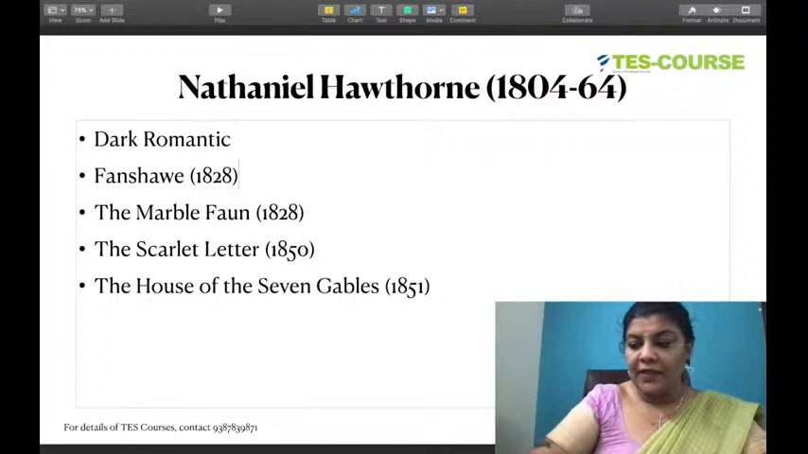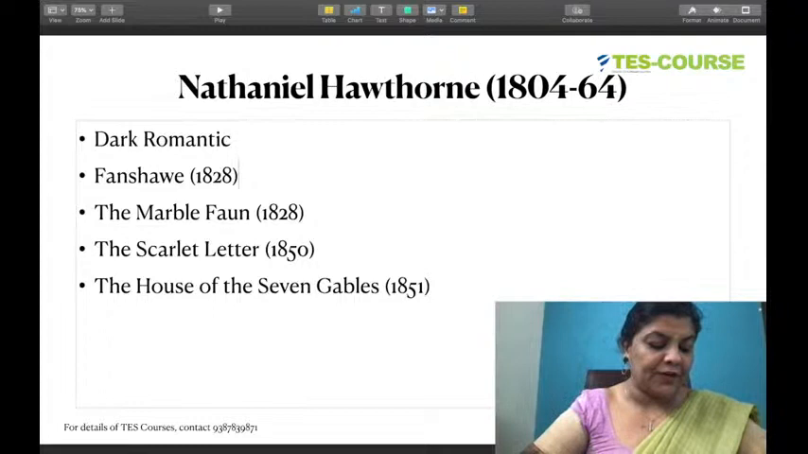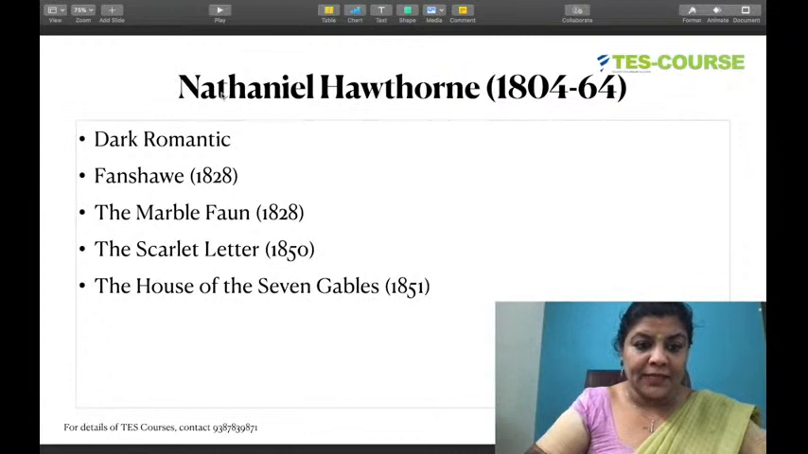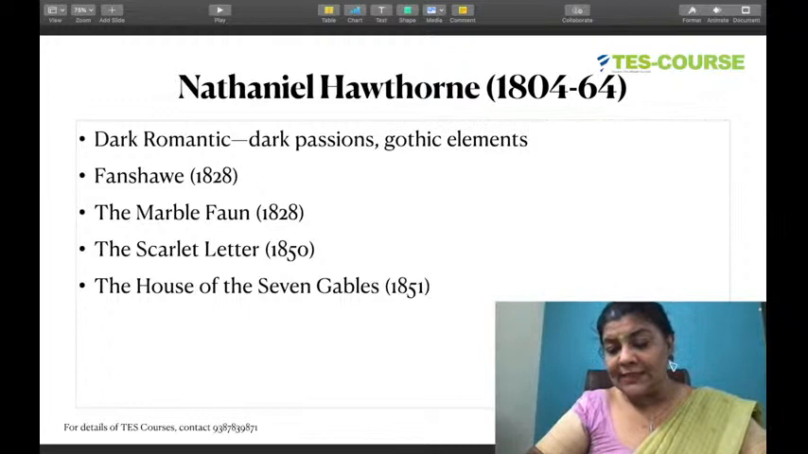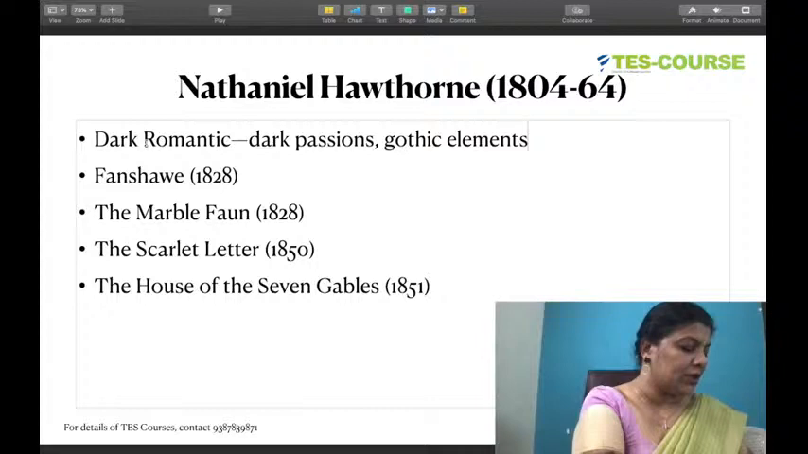Getting me, guys? Reena, I'm doing this now. All these are important for the IGNOU entrance also. Dark romantic means showing dark passions, gothic elements. Important figures in dark romanticism are Nathaniel Hawthorne, Herman Melville. Yes, Sanjana. Olaudah Equiano, William Wells Brown, Solomon Northup. Very important figures.